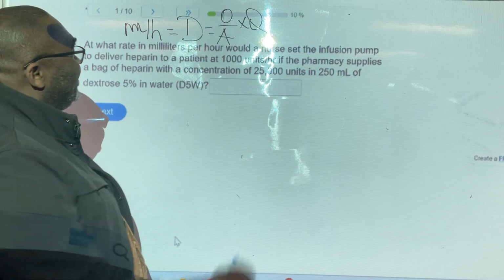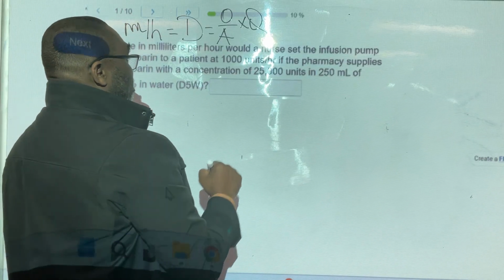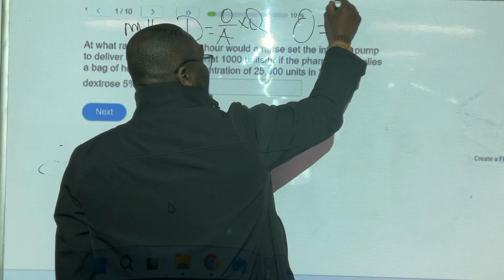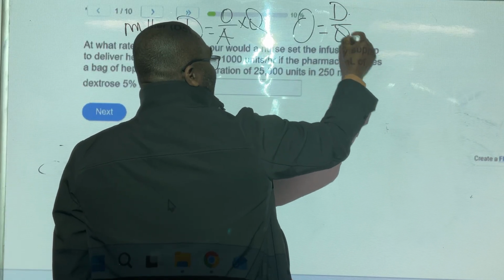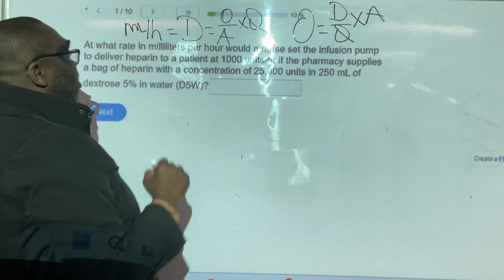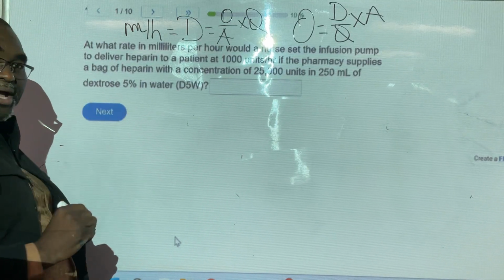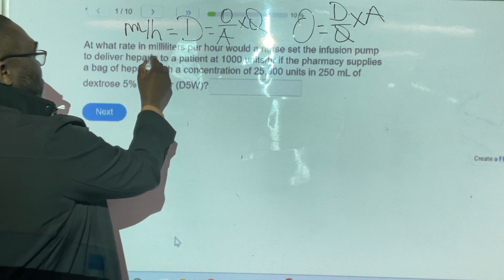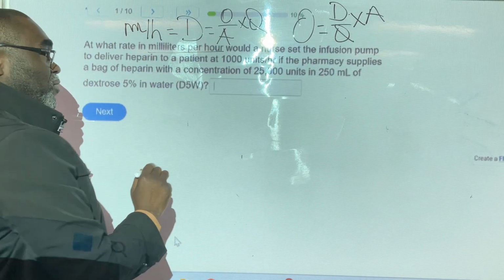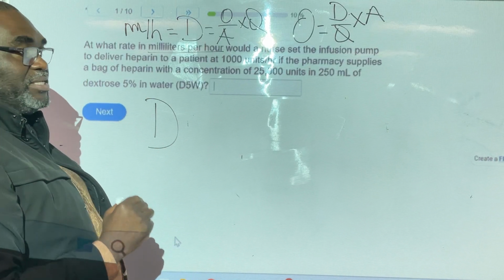If the question is not asking for milliliters per hour, then we're going to be on the order side, which is dosage by quantity, then multiply by available. All right, let's look at this question here. What milliliters per hour? Because we're asking for milliliters per hour, you know for sure you will be at the D side, which is your dosage.